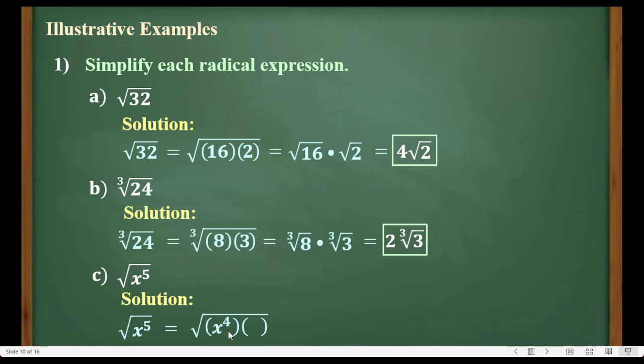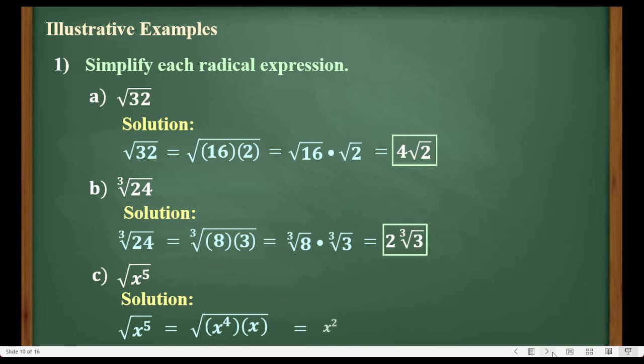What number are we going to multiply x to the 4th in order to get a product of x to the 5th? So basically, we divide this given radicand by this one. X to the 5th divided by x to the 4th, that is x raised to 5 minus 4 is 1. So x to the first, or simply x. Then, just like in letter A and letter B, each factor has its own radical sign.